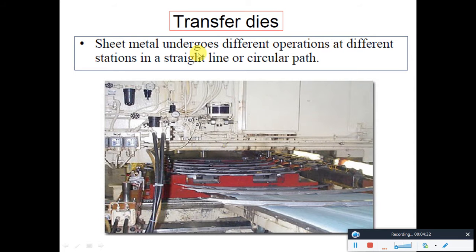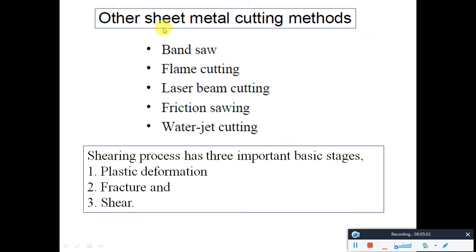And this is a transfer die, where the sheet metal undergoes different operations at different stations in a straight line or circular path. That is, it will have a sequence of workstations with a sequence of operations. So here the sheet metal has to transfer from one workstation to another continuously in a straight line or a circular path to make all the operations complete.